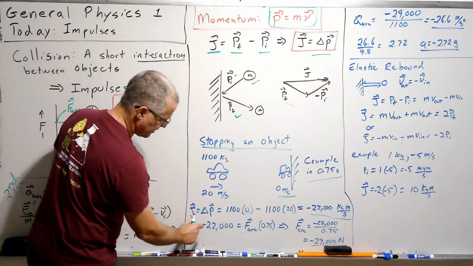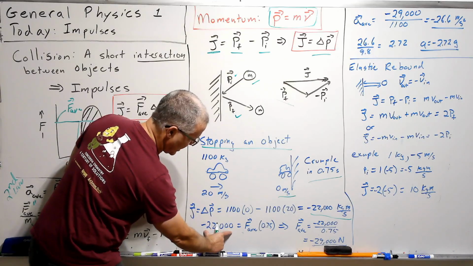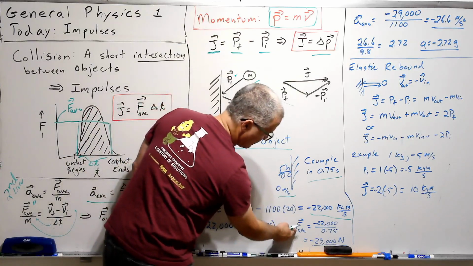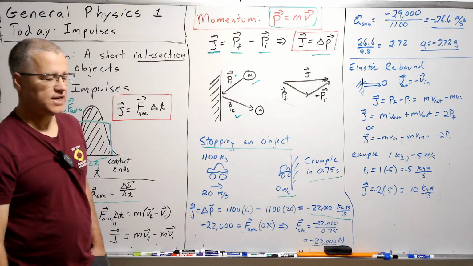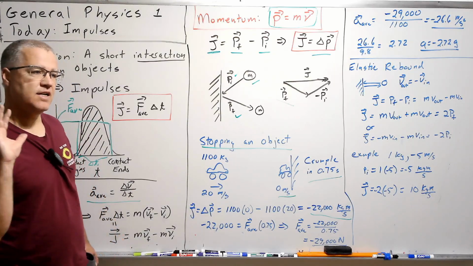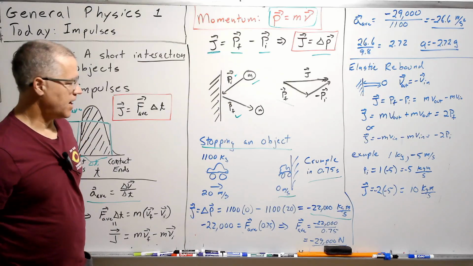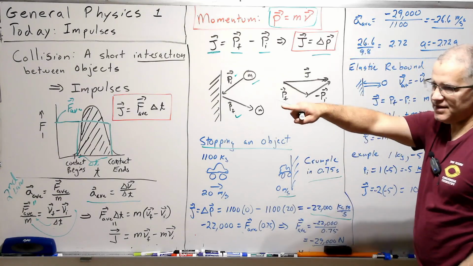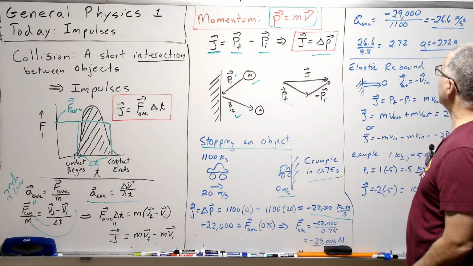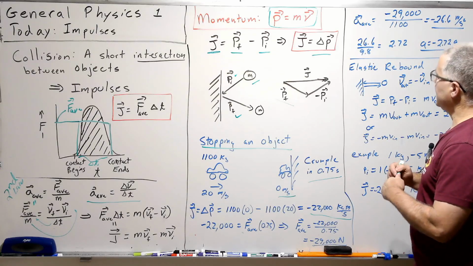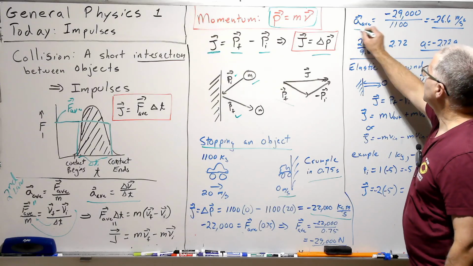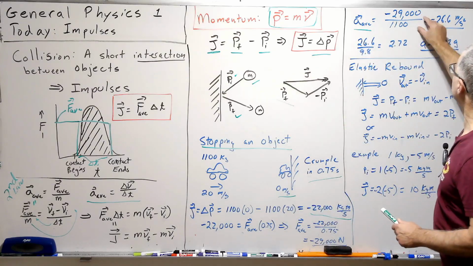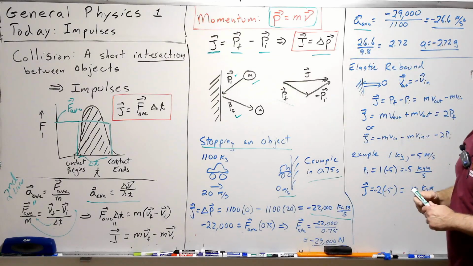So that means that this J is equal to F average times the delta T. So we can solve for F average and we get 29,000 newtons. So that's the normal force applied by the wall during the collision. It's negative because it's applying the force that way. Let's look at the acceleration then. The acceleration is the average force divided by mass. So here we get minus 26.6 meters per second squared.